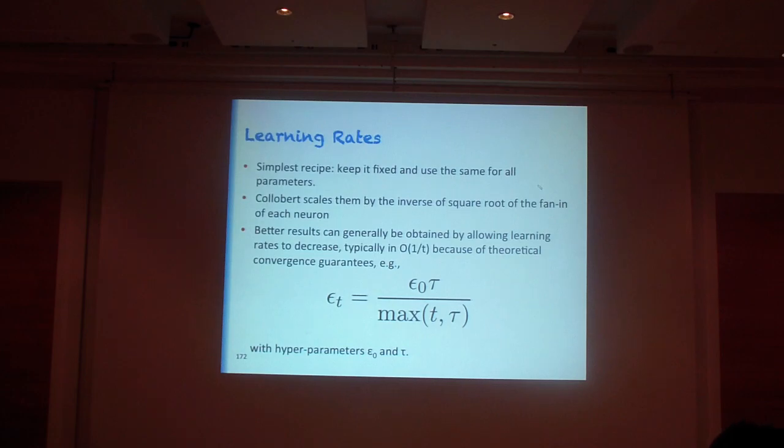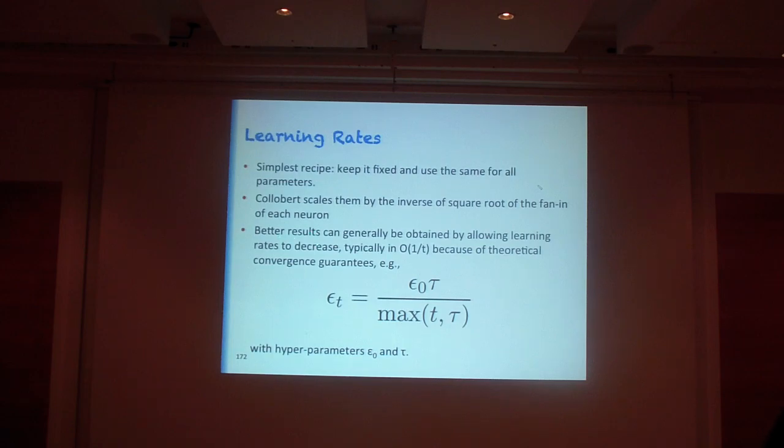In the case of stochastic gradient descent, the most important hyperparameter is the learning rate. This coefficient you put in front of the gradient. So there's a very simple recipe if you don't want to complicate your life. Just keep it fixed. Use the same value for all the parameters. Now you can get some improvements using different recipes that allow the learning rate to change over a number of iterations, but also for different parameters in your model. So for example, Collobert scales the learning rates by the inverse of the square root of the fan-in of each neuron, and he has some motivation for this.